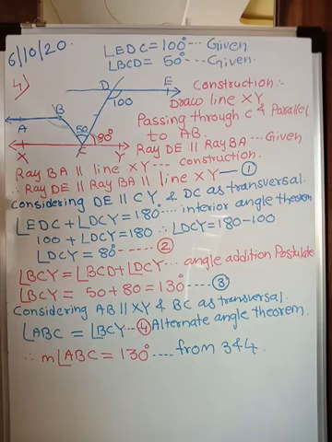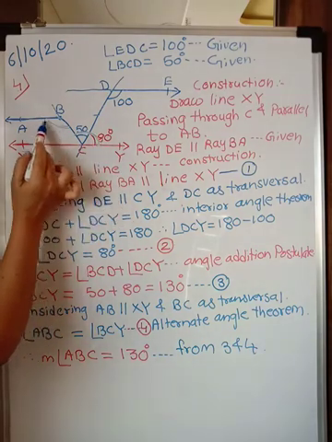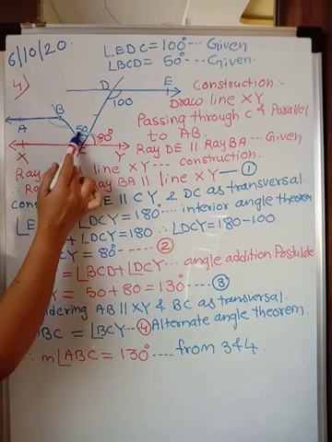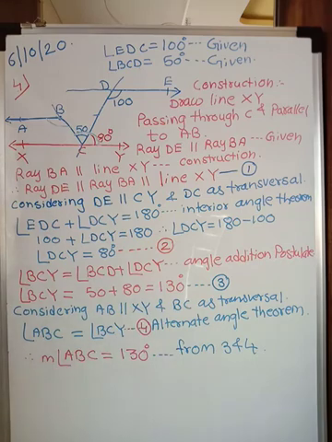And what is the alternate angle theorem? If lines are parallel, alternate angles will be equal. So if this angle is 130, this angle will automatically be 130 degrees. Are you understanding me, everybody? So the proof is easy to understand, but writing the steps will take time. So please pause the video and write down very carefully.